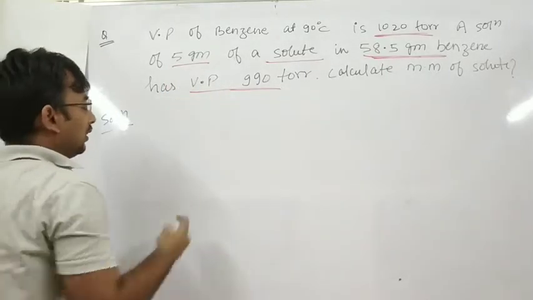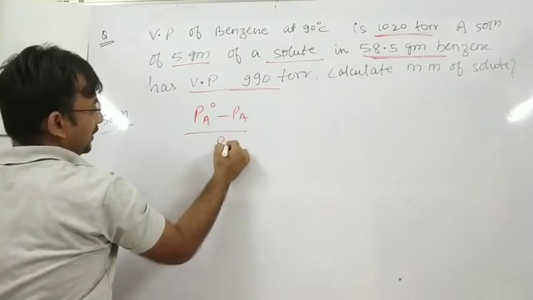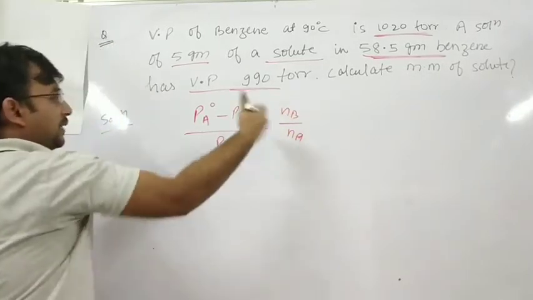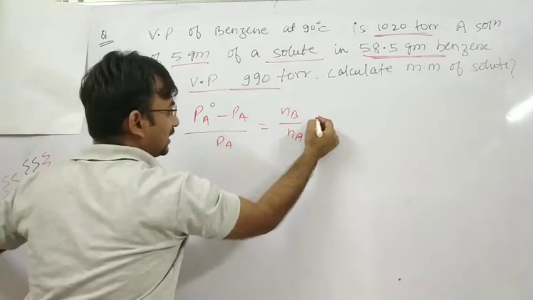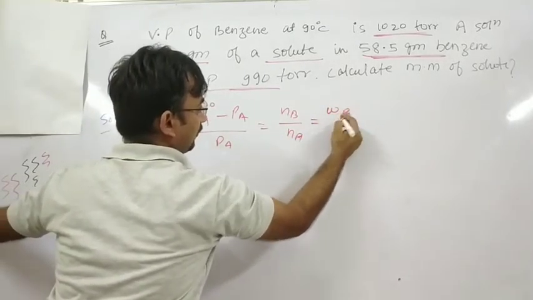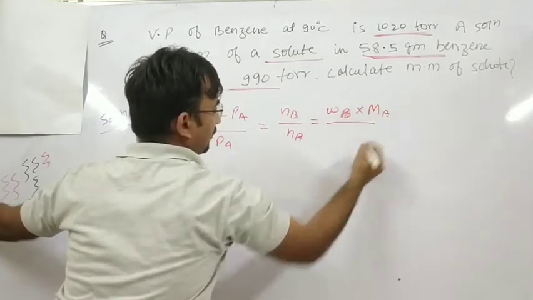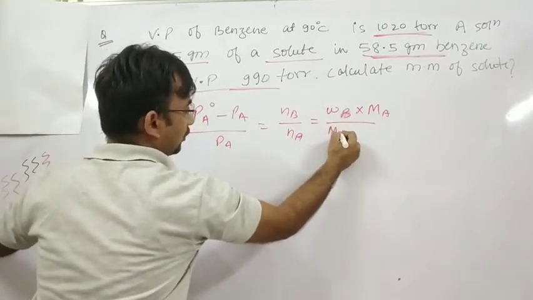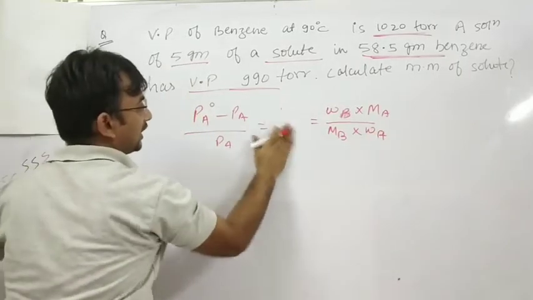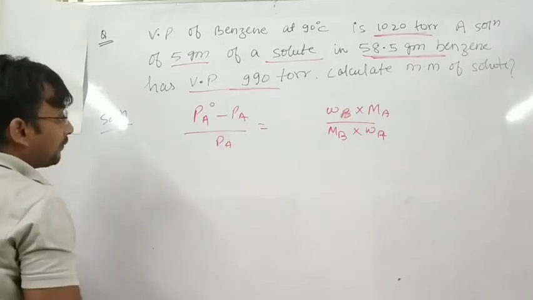Keep it in torr. Here if we write the formula, we have P naught A minus PA divided by PA, which can be written as NB by NA. Now this we have used multiple times, so directly we can write it in terms of weight also: weight of B into molecular mass of A divided by molecular mass of B into weight of A. This formula also we can directly use: WB, MA, MB, WA.